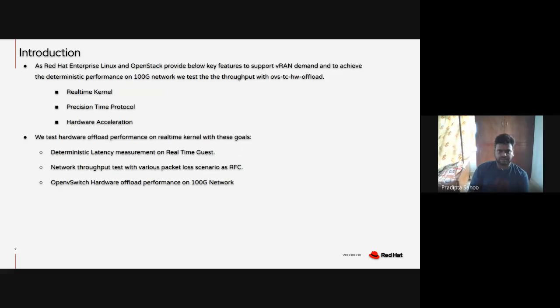The real-time compute and OpenvSwitch hardware offload have various functionality. I don't want to go through the details, but OpenvSwitch hardware offload is mainly supported on specific network cards which have SmartNIC technology, where you can dump the programming flow from the software layer to the hardware layer. And the real-time kernel is mainly designed for deterministic performance for any mission critical application.